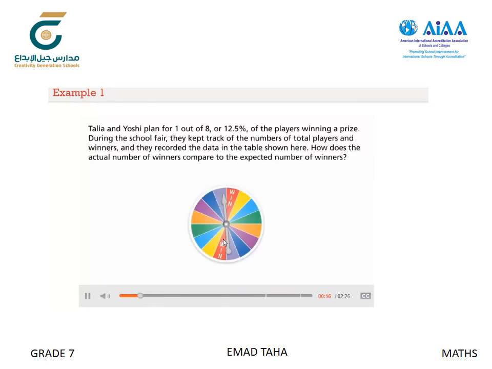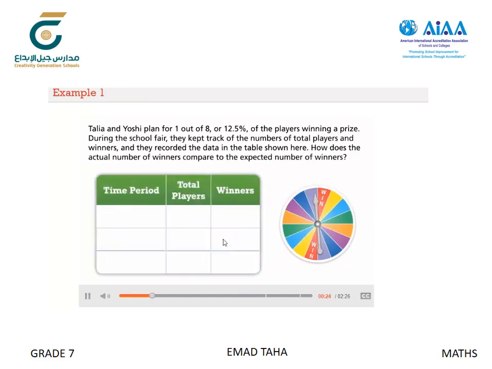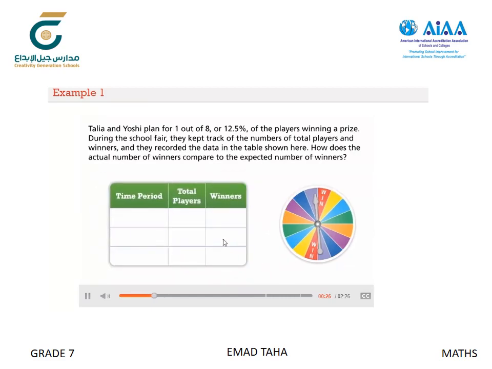Talia and Yoshi plan for 1 out of 8, or 12.5%, of the players winning a prize. During the school fair, they kept track of the numbers of total players and winners, and they recorded the data in the table shown here. How does the actual number of winners compare to the expected number of winners?